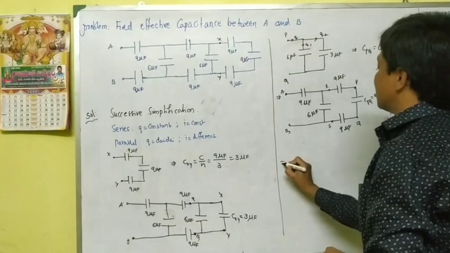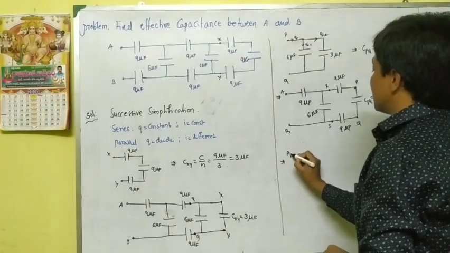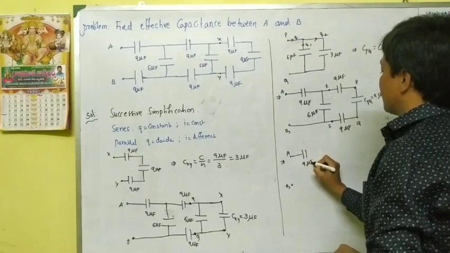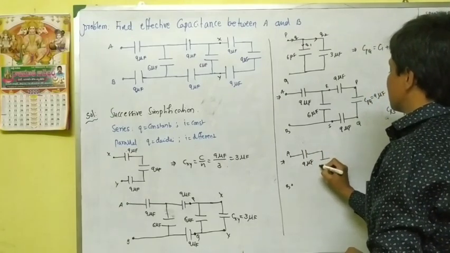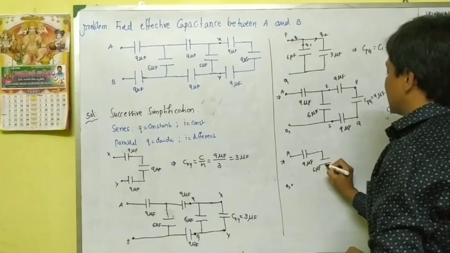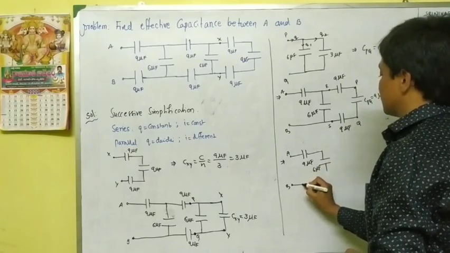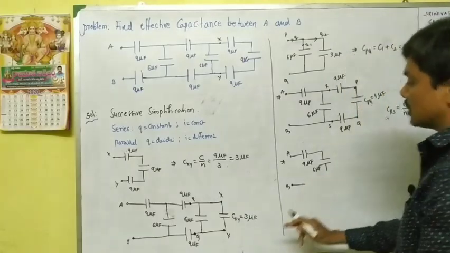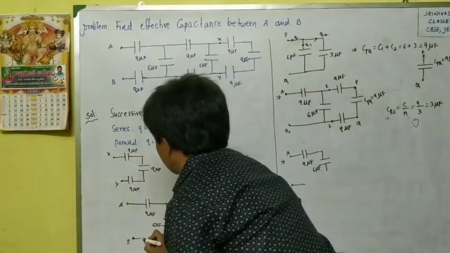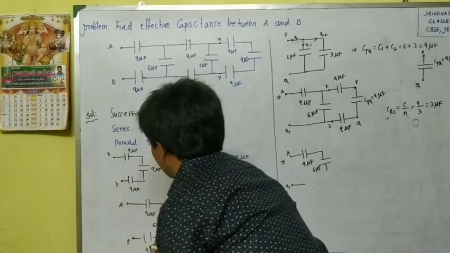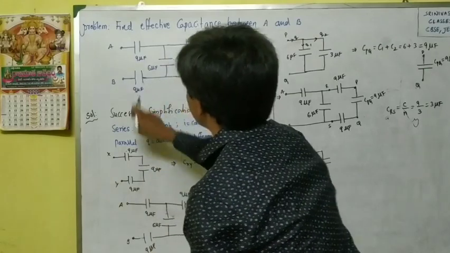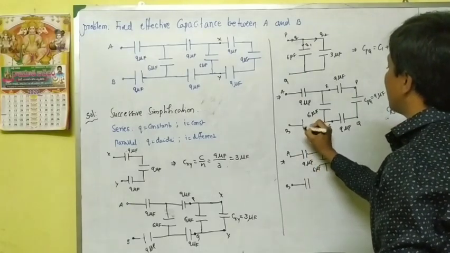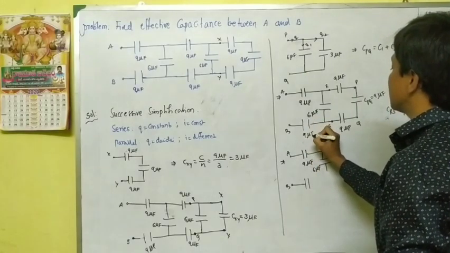Then we have to redraw this diagram. This is A and this is B. This is 9 microfarad and this is 6 microfarad, and the next one is in the question. Here also 9 microfarad is there, right? Here also we have to draw the 9 microfarad, because in the question they gave it.